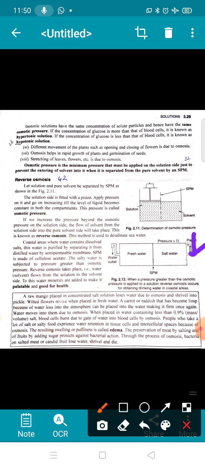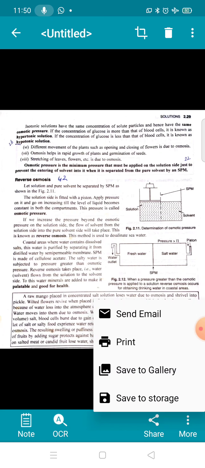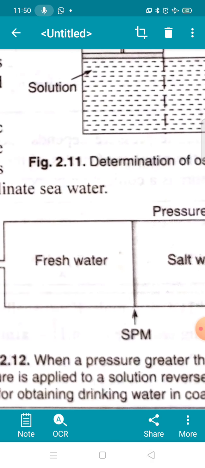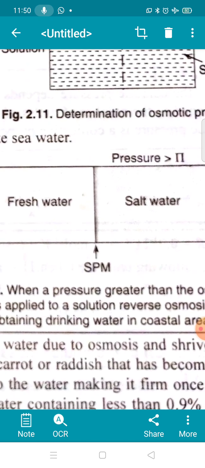Then what happens? From the salt solution, water tends to flow towards the region of lower concentration, that is fresh water, and when this tank is full, water can be taken out and transported to various houses for drinking purposes. So reverse osmosis plays a very important role, especially in coastal areas. But one thing you have to remember: the semi-permeable membrane which is used here has to withstand a lot of pressure, so it has to be very strong.